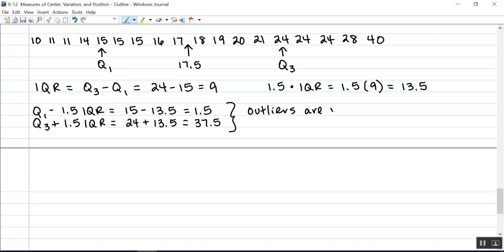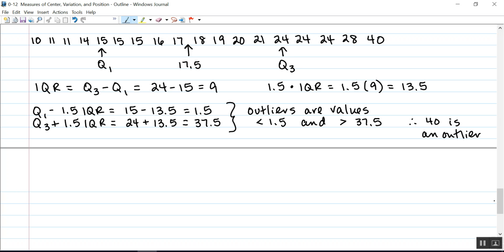Outliers are any values that are less than 1.5 and greater than 37.5. So do I have any values that are smaller than 1.5? I don't. My smallest value is 10. Do I have any values that are greater than 37.5? And indeed I do. 40 is an outlier because that's greater than. Okay, so that means therefore the value 40 is an outlier.